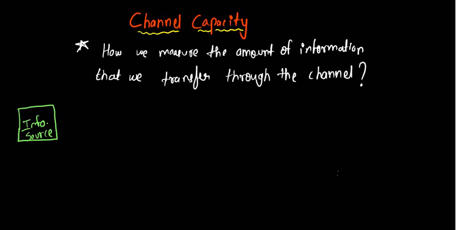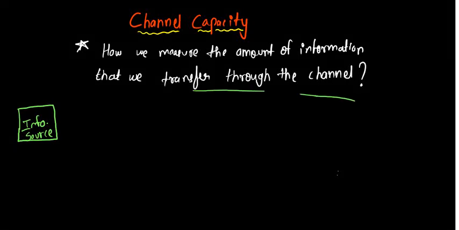Hello all. So in this lecture we will be seeing channel capacity. So this is under information theory. So the question here is how we measure the amount of information that we transfer through the channel. As we all know, we transfer information through the channel from transmitter to receiver. So this is our TX and it's our RX. Then we transfer some information, right?